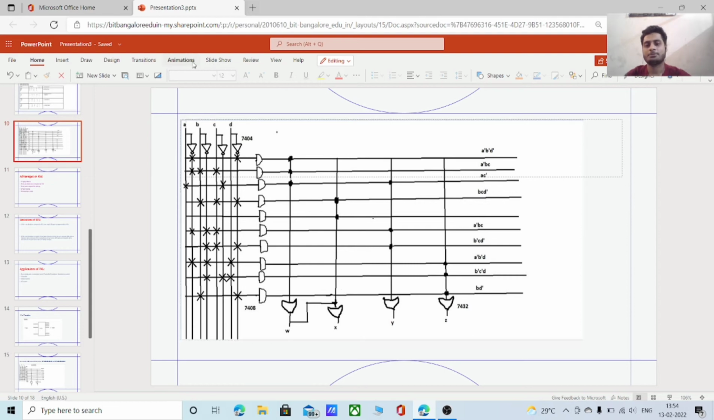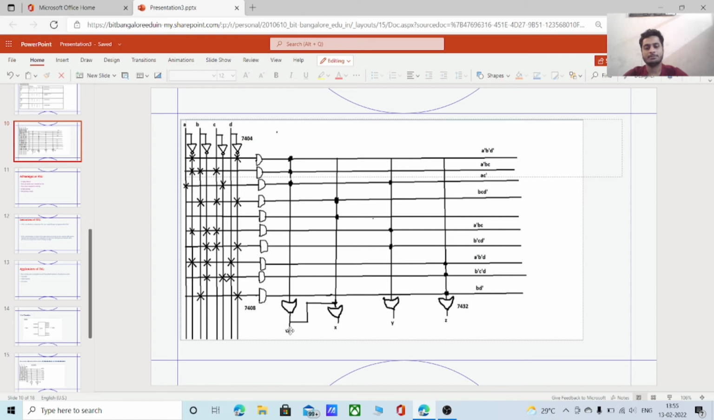Let us understand this problem using circuits. We have 4 inputs A, B, C, D, and this is the AND array, this is the OR array. The first term is A complement B complement D complement. So we connected A complement B complement D complement to an AND gate, and we got the output. Same for A complement B C. We connected A complement, B and C and passed it through an AND gate, and we got the output. In a similar way, we connect it for all the terms.